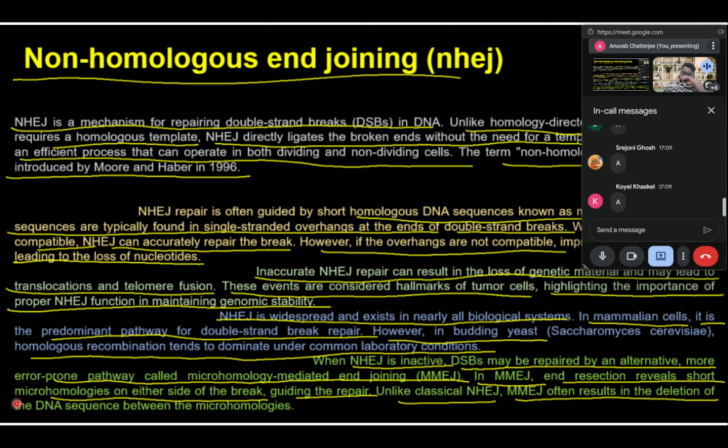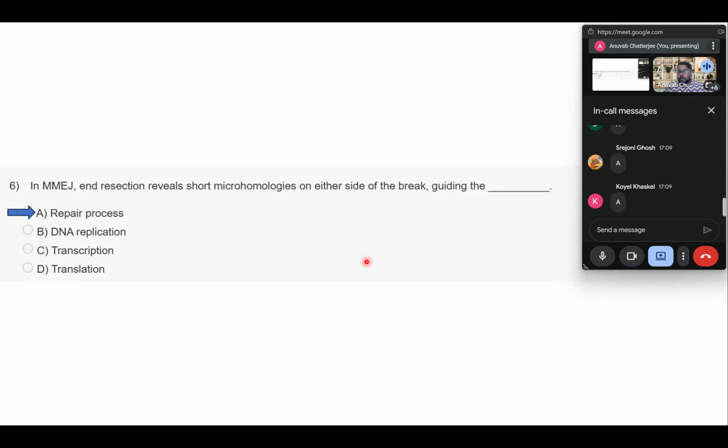These are specific sequences that are not very common. So it will start chewing and doing a lot of damage to the DNA till it can reach the microhomology region present on both the strands and then join both the strands together. So you lose a lot of genetic information till this repair can find the particular microhomology. This is like the worst kind of repair that can occur. But this is in MMEJ: the intersection reveals short microhomologies on either side of the break, guiding the repair process.